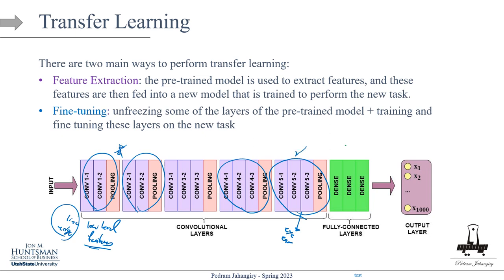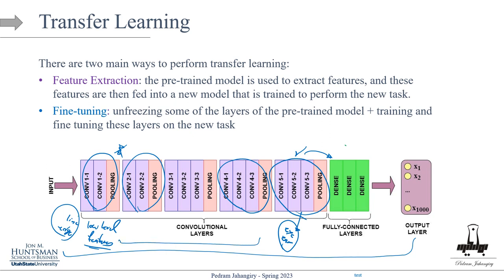Because we want to make sure that now, let's remove these eyes and ears. Maybe you're classifying different cars, right? There are no eyes, there are no ears. So you want to work with different higher level features. So let's unfreeze these ones, add them to your model, and then retrain the entire thing. So this is going to be the untrainable part. This is going to be the trainable part in the new model.